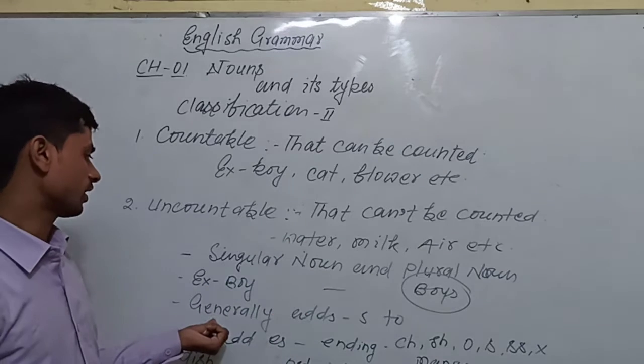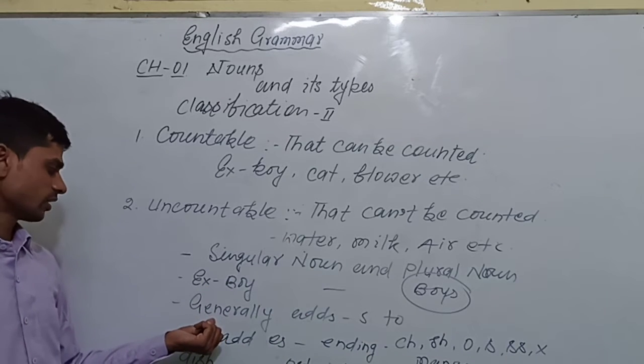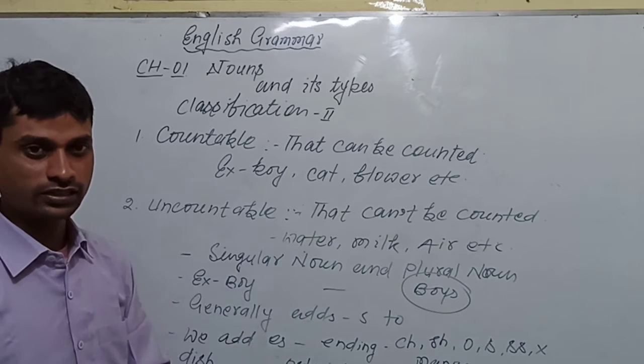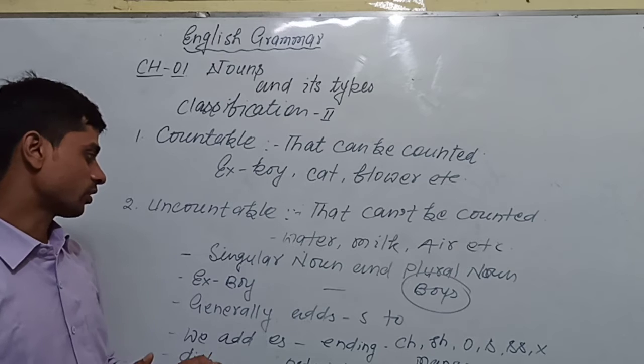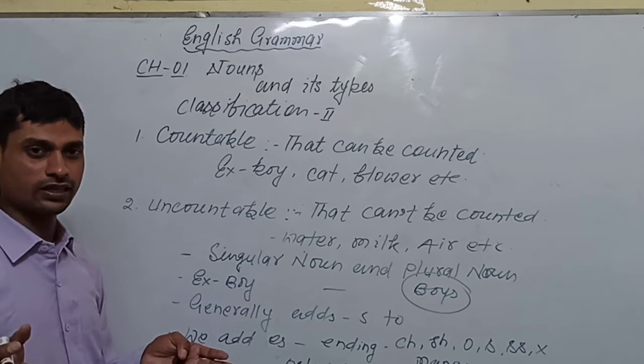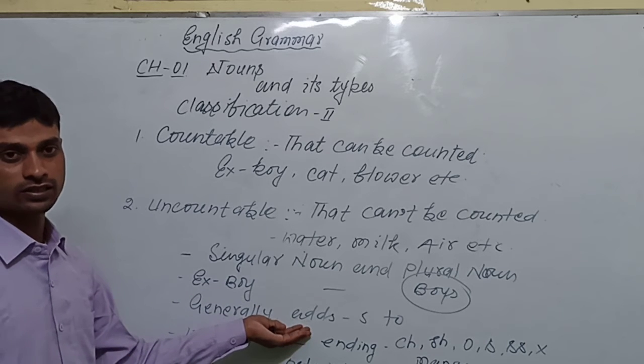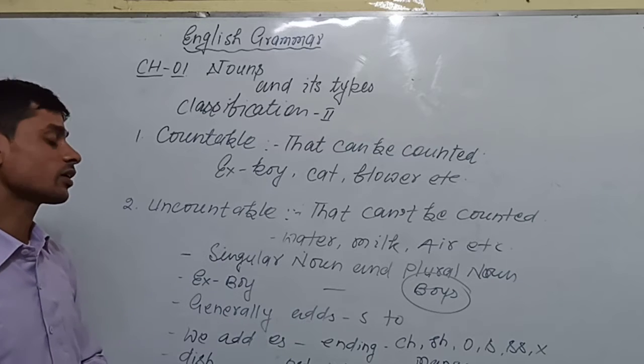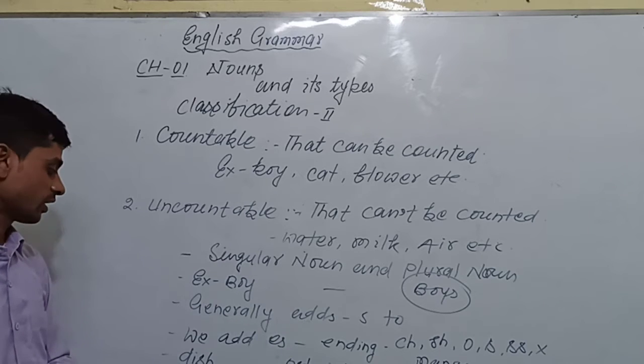First rule is very simple. Generally we add s at the ending of the word and the word becomes plural. हम किसी word के last में s add कर देते हैं, that word makes plural. But some specific rules are given.